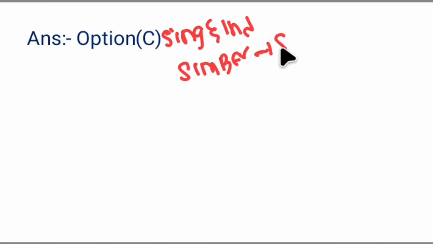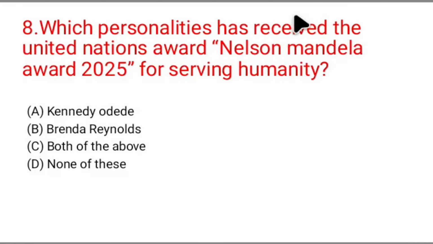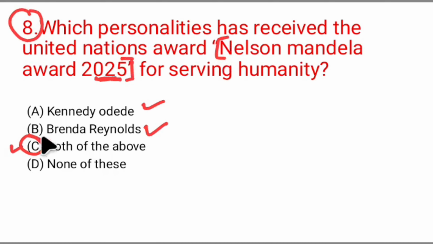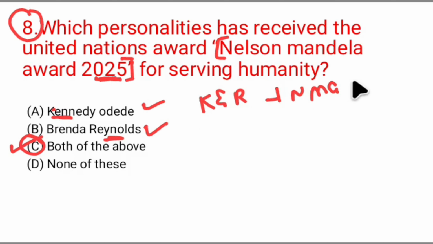question number 8, which personality has received the United Nations Nelson Mandela Award 2025 for serving humanity? The correct answer is both of the above. Kennedy Odiyo and Brenda Reynolds both were awarded the Nelson Mandela Award 2025 for serving humanity. Hence option C, Kennedy and Reynolds. Hence option C would be the correct answer for this question. Remember, Kennedy and Reynolds both received the Nelson Mandela Award for the year 2025.